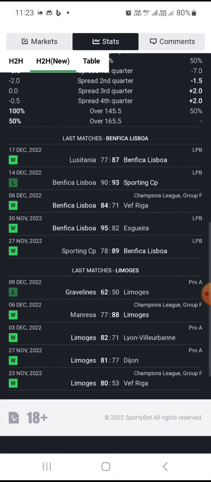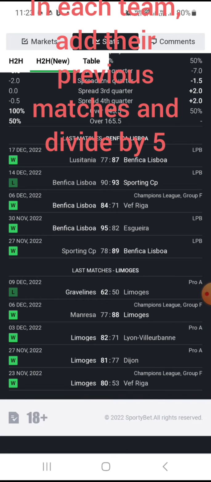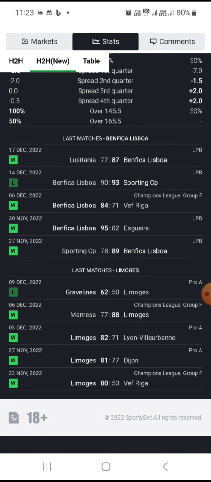Now this is where the game is. If you look at it, you see that Benfica has... what you have to do here is write down their scores. There are five here in total. Write down their scores and divide it by five. That's where you get each one.